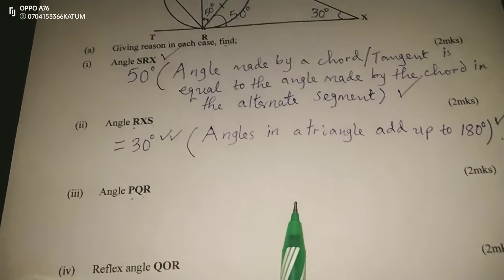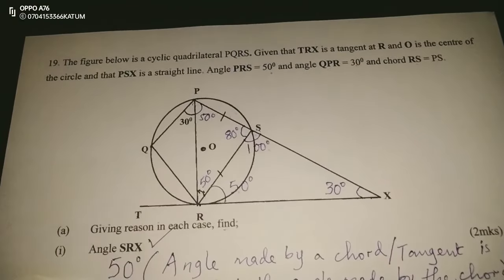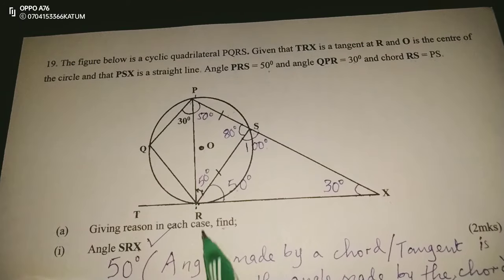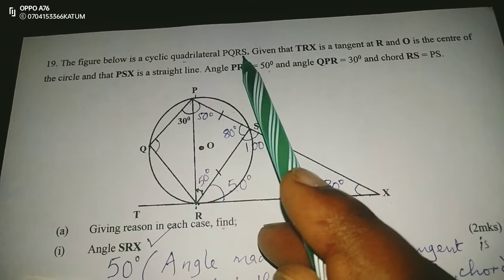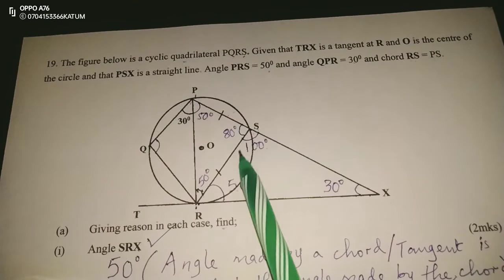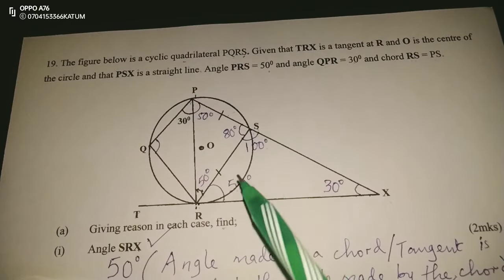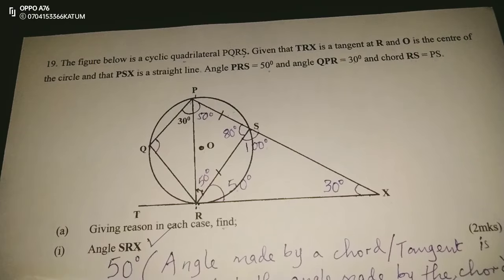Angle PQR. Let's go to the figure again. Now, the value of this angle, bearing in mind that the quadrilateral PQRS has all its vertices touching the circle, then it's a cyclic quadrilateral. And for a cyclic quadrilateral, we usually say that opposite angles are supplementary. In other words, opposite angles in a cyclic quadrilateral add up to 180.